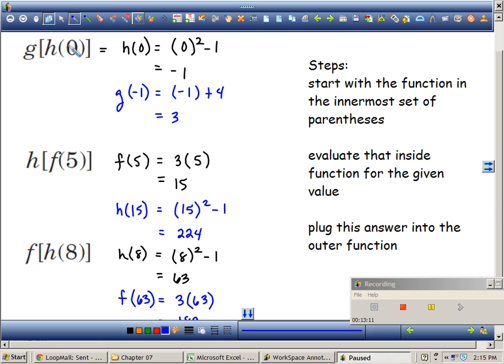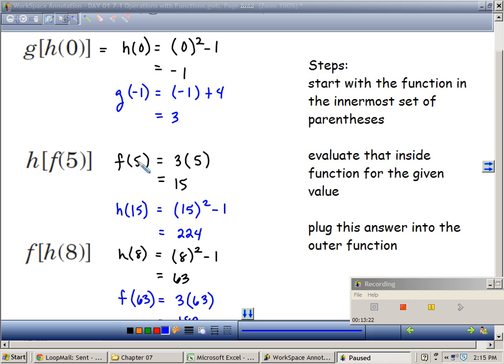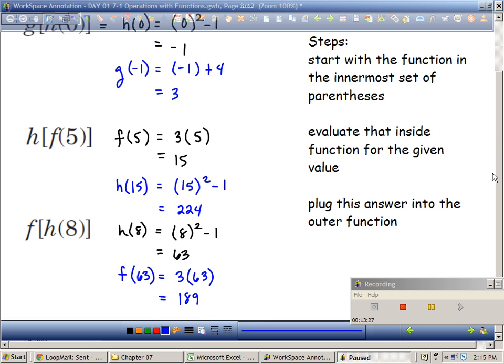So the first one, I substituted in 0 into my h function and got negative 1, and then negative 1 into my g function and I got 3. Substitute 5 in, get 15. Substitute 15 into h, get 224. Substitute 8 into h, got 63. Substitute 63 into f and got 189.